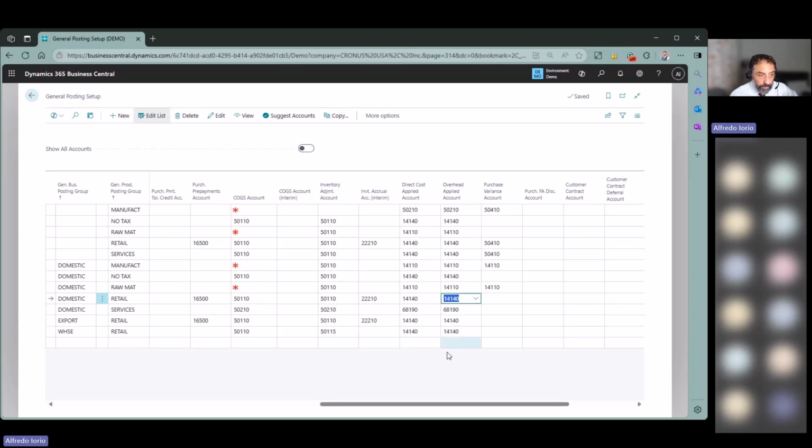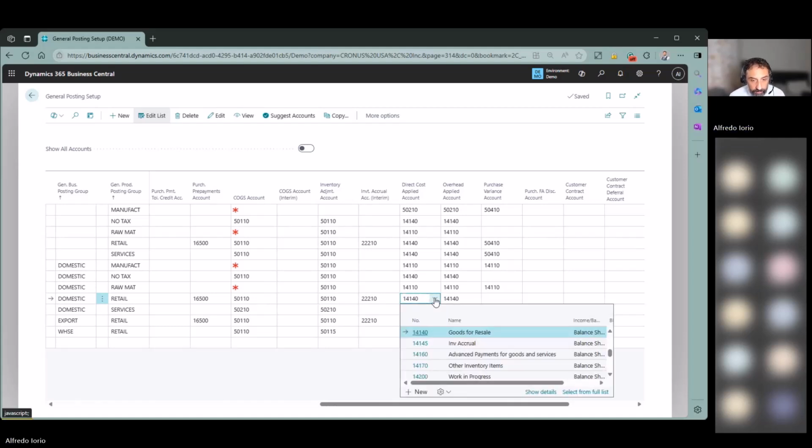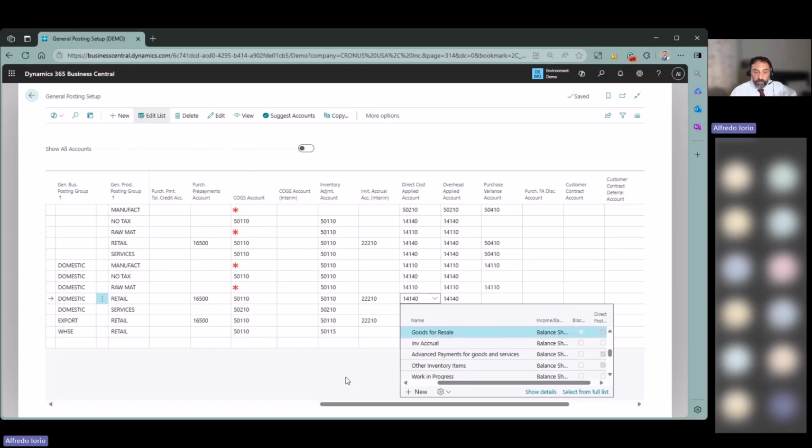Here is another example of something that must never happen. We have a direct cost applied account and an overhead applied account going to the same ledger. No organization that manages inventory will ever do that, because it will be very difficult to reconcile invoice receipts. And by the way, another mistake: you can see that direct cost applied points to a balance sheet account, goods for resale.